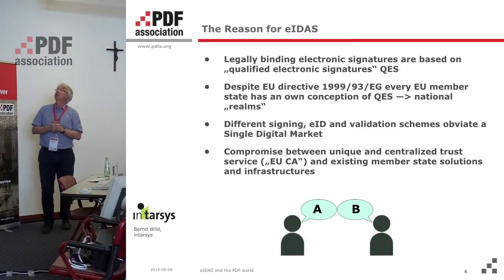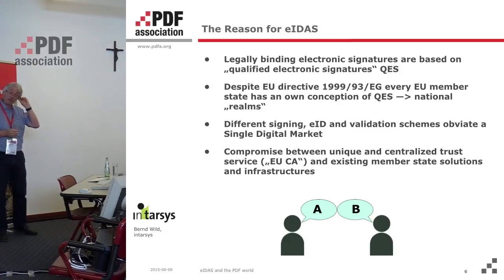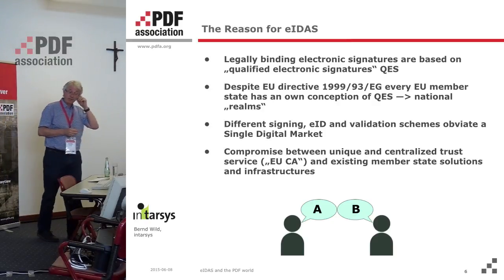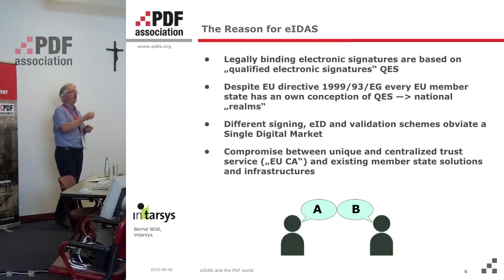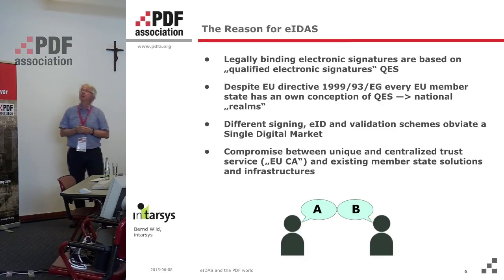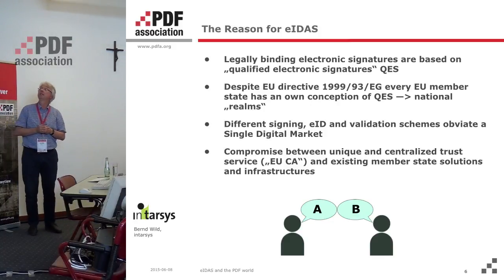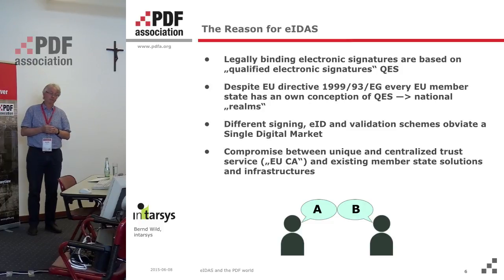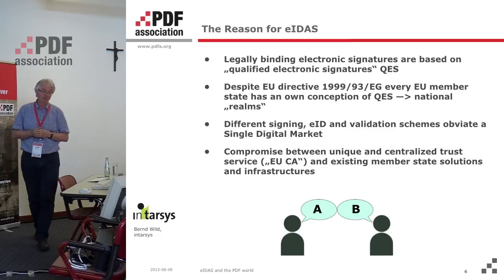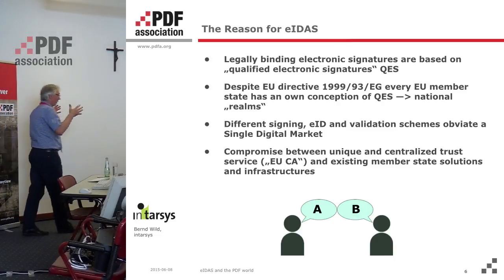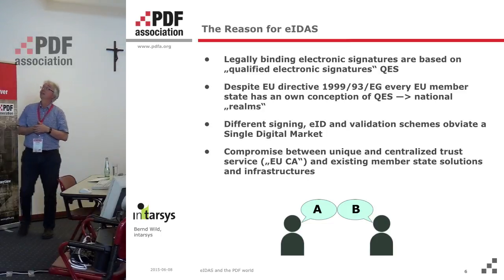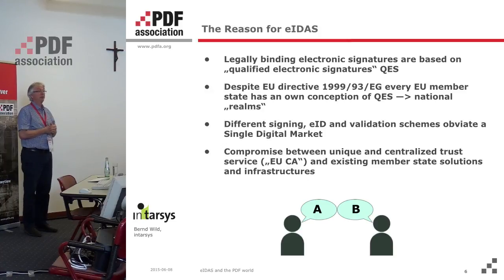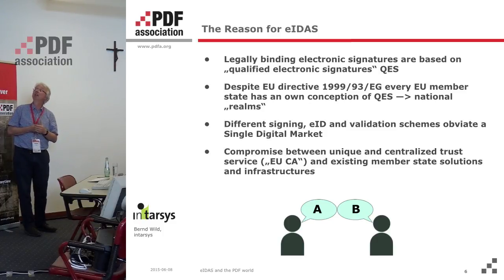As I said, legally binding electronic signatures. You can have very different kinds of electronic signatures, but if I look specifically at legally binding electronic signatures, that means those that have the same character as a handwritten signature on a contract or on another piece of paper, then you have to specifically look at these QES, these qualified electronic signatures. And despite the EU directive of 1999, where they already stated that we have a common understanding of electronic signatures and their trust levels in Europe, we have seen that this is not the case. We have national realms. That means every member state in Europe has implemented a different kind of these so-called legally binding electronic signatures.